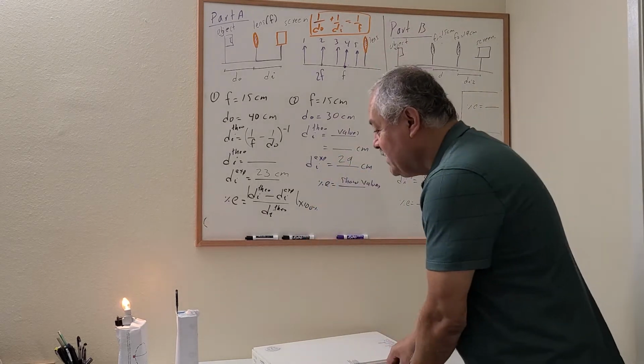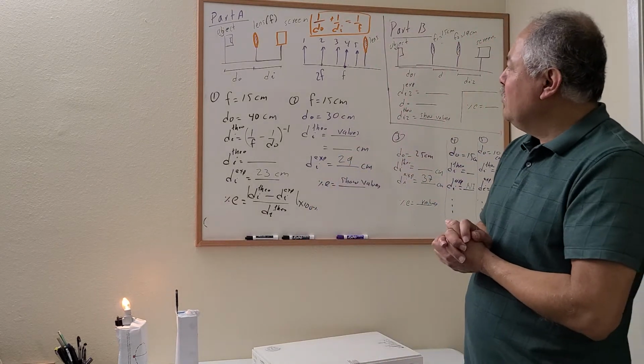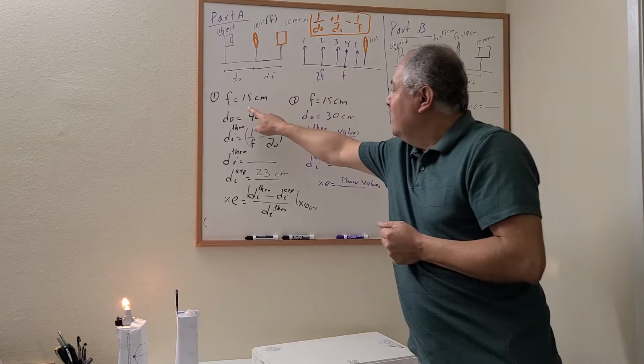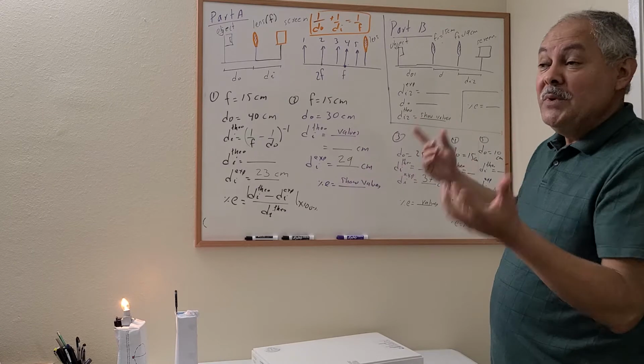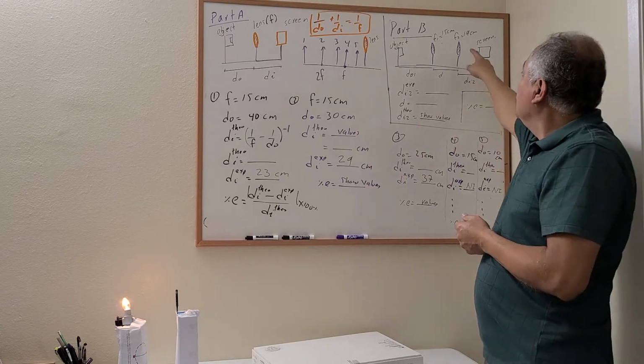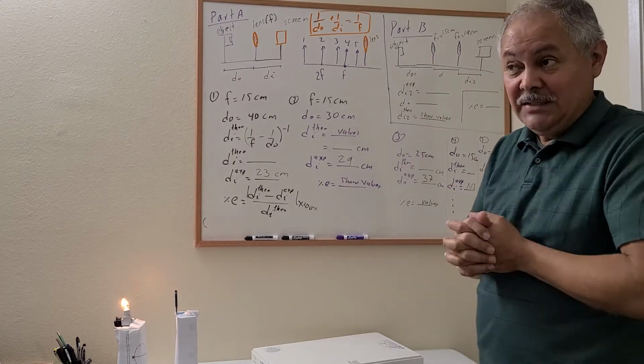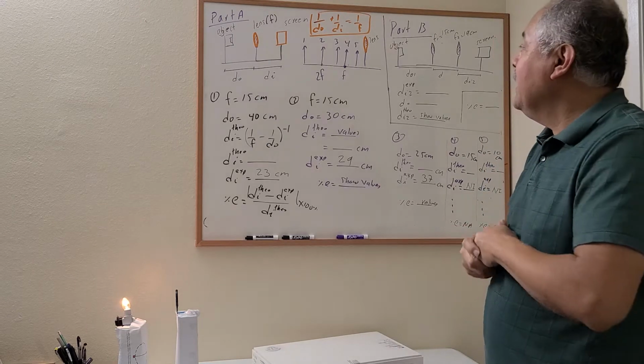Okay, it's found for these two lenses. We have the first one, the focal length is 15. This is for part A. For part B, we're dealing with another one, whose focal length is 19 centimeters. Both are in centimeters. Okay, let's do it.